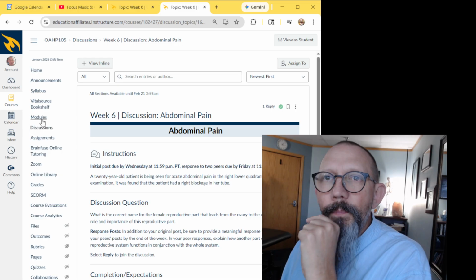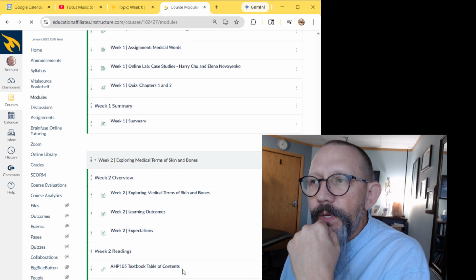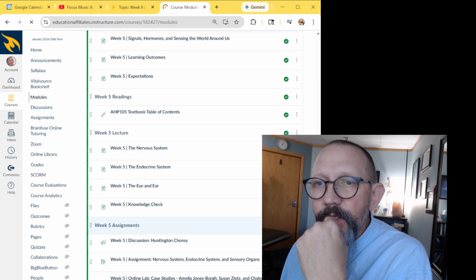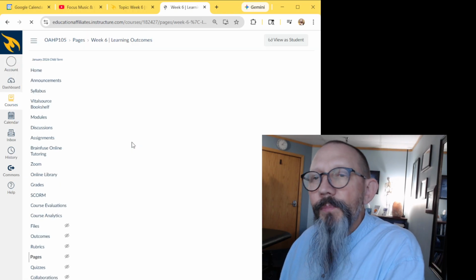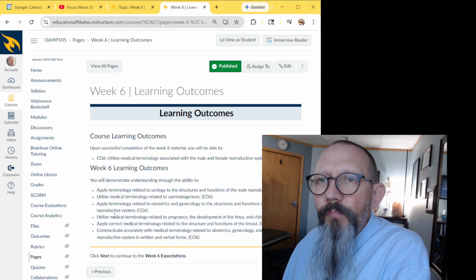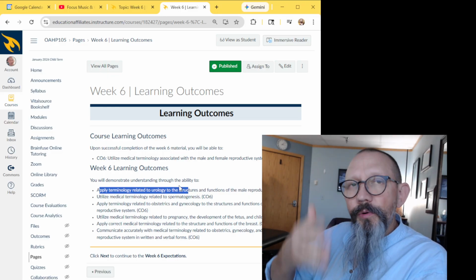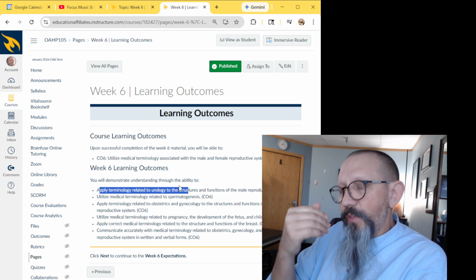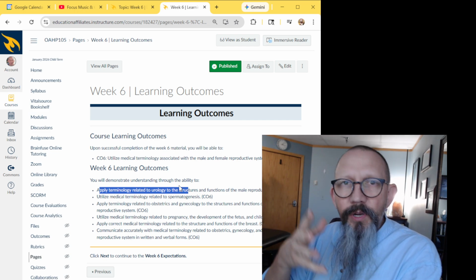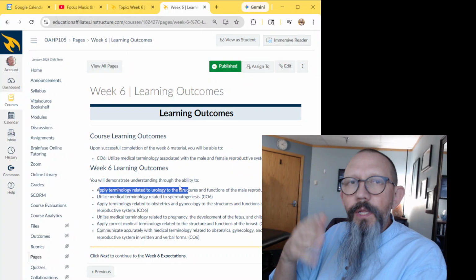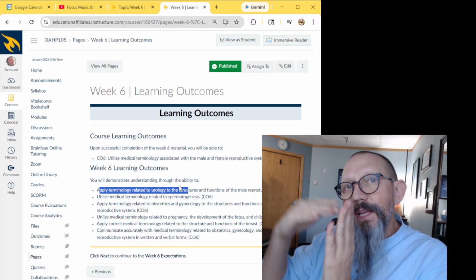So let's go back up here to modules really quickly and go all the way down to week 6. Remember, this is already 3 minutes in, man. So here are the learning objectives or learning outcomes for this one. Apply terminology related to urology. Urology has to do with the ureters, the urinary bladder, the kidneys, the nephron, the glomerulus, all of that stuff, the pyramids, which are not just in Egypt or South America, but are also inside the kidney, right?